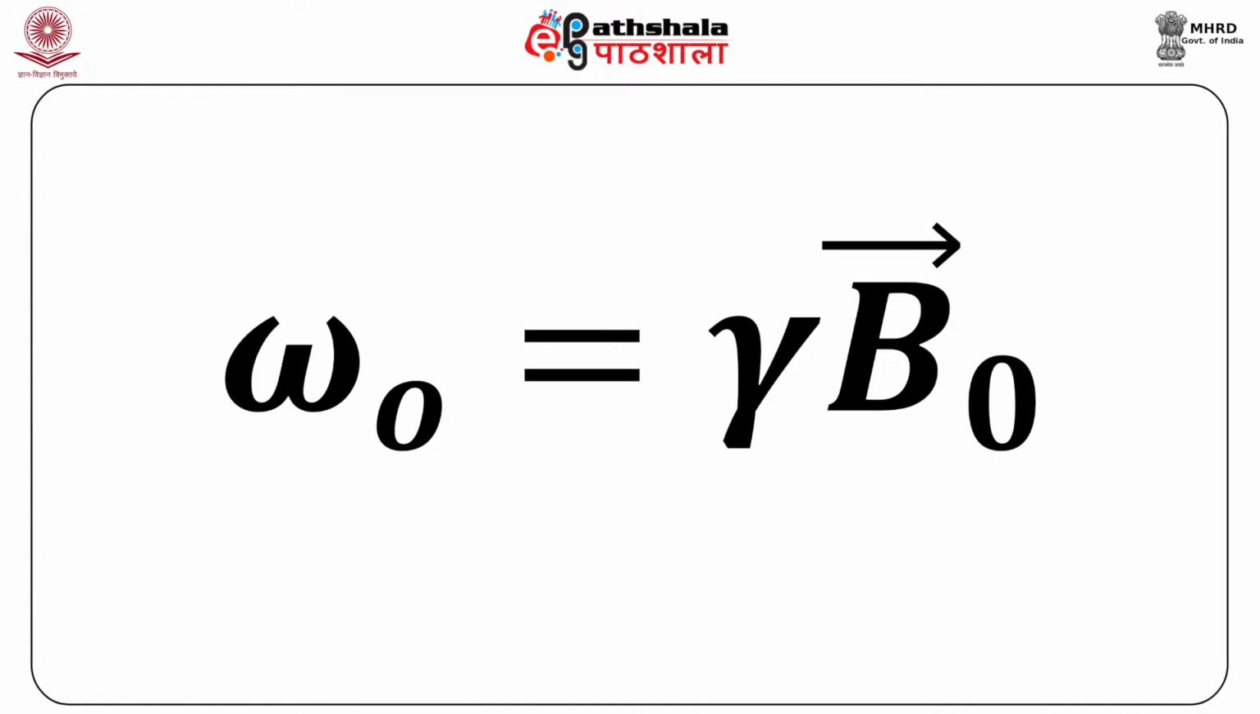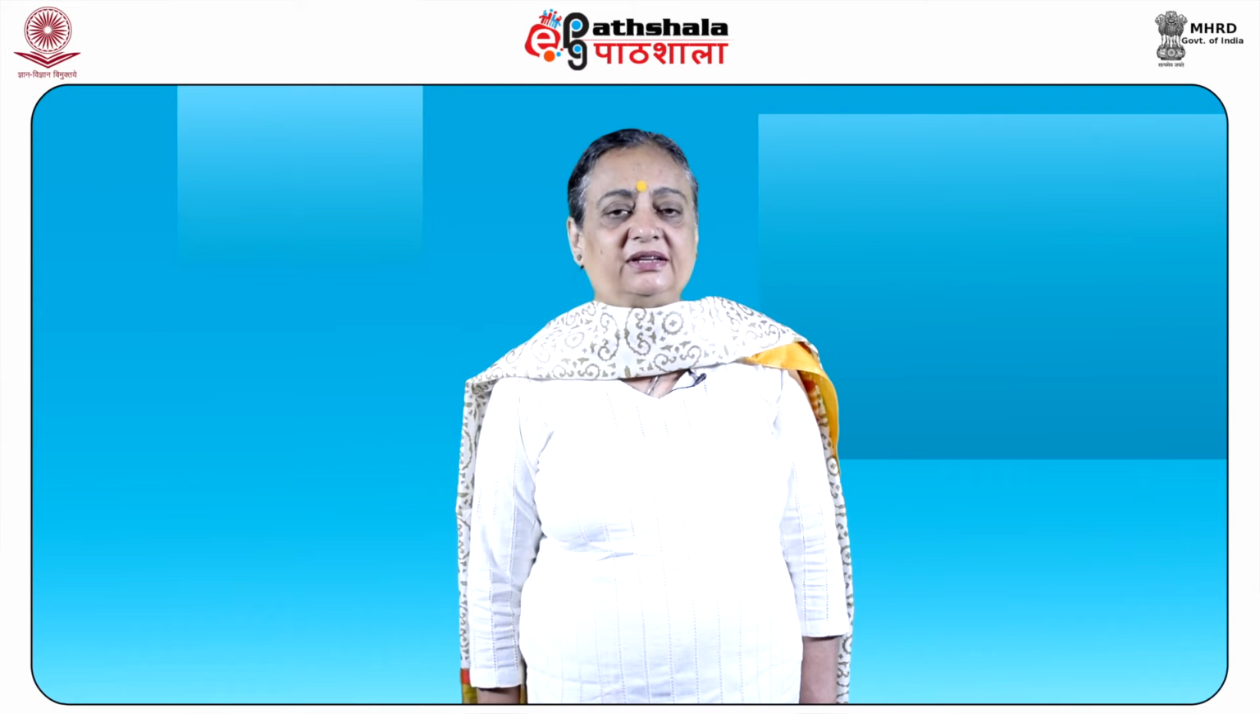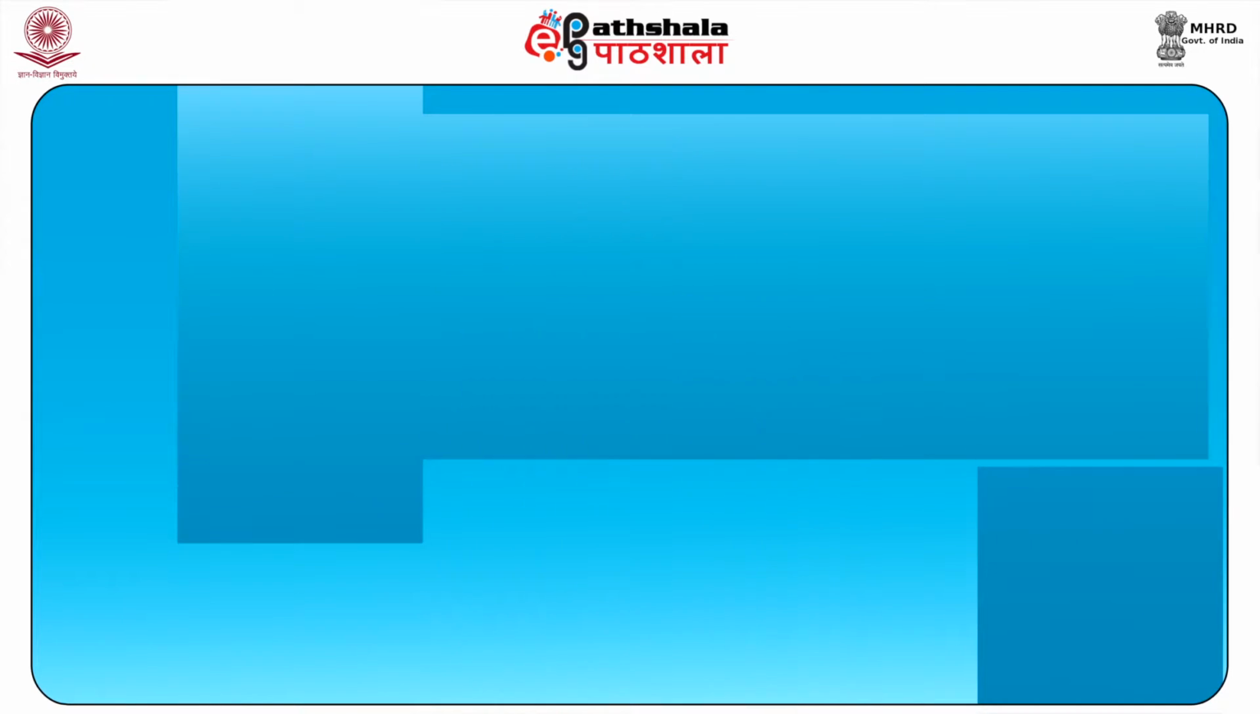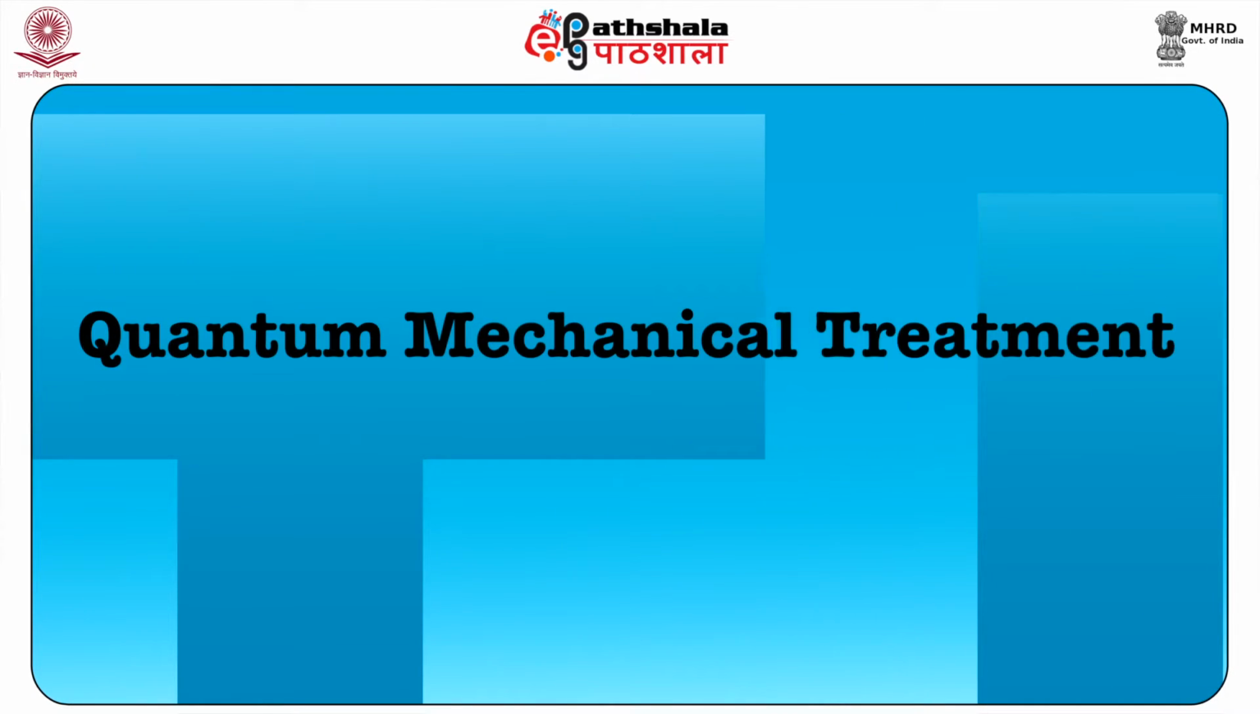The precession angular frequency omega 0 is proportional to the magnetic field strength, given by omega 0 is equal to the same gamma into B naught, which is a vector quantity, and omega naught is expressed in radians per second. It is the angular frequency. Now, this was all classical treatment. Let us do a quantum mechanical treatment.